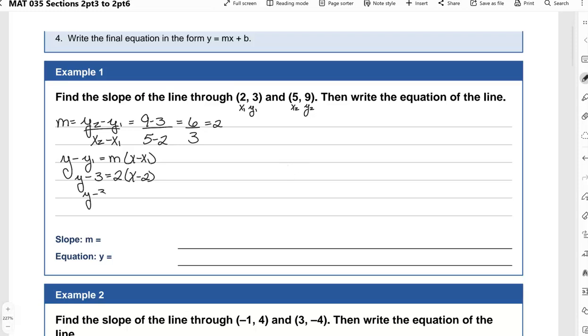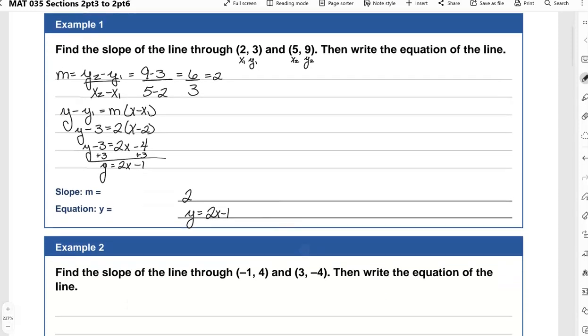So we have y minus 3 equals 2x minus 4. And then if I add 3 to both sides, I'm going to get y by itself. So y equals 2x minus 1. So my slope is 2. My equation is y equals 2x minus 1. So my slope is 2, my y-intercept is -1.